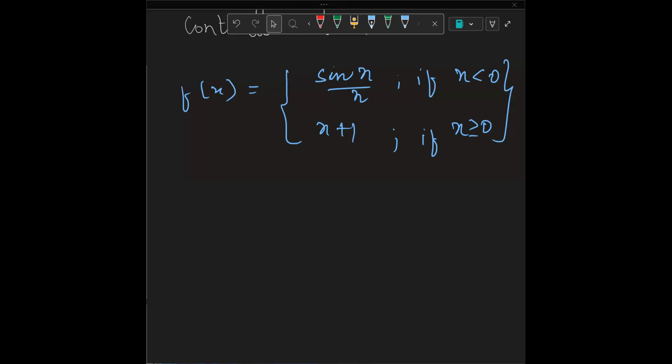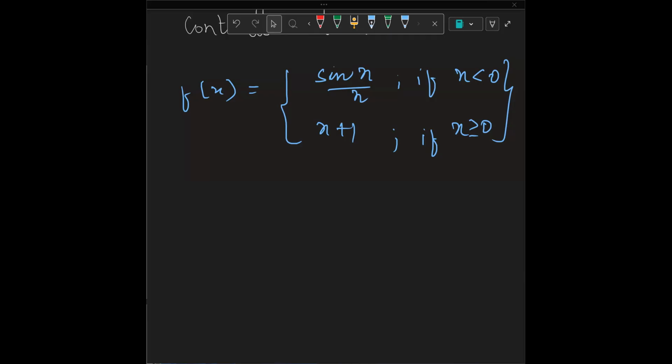Yes, sir, I did it wrong. Then how are you saying this function has no point of discontinuity? If you are not able to solve, then please ask. No need to just say that I have solved.